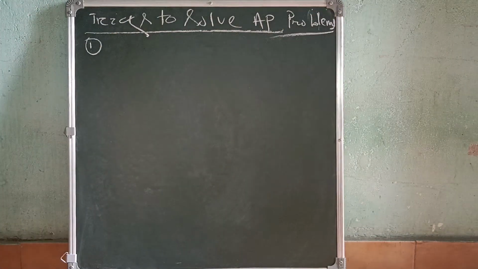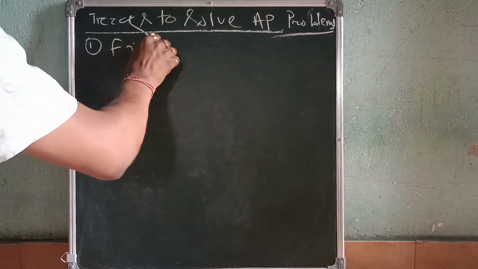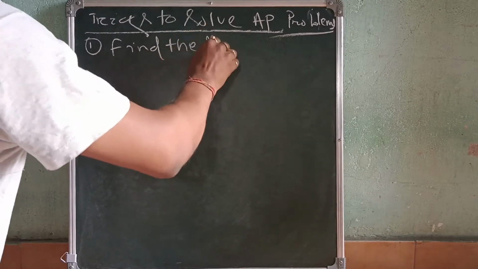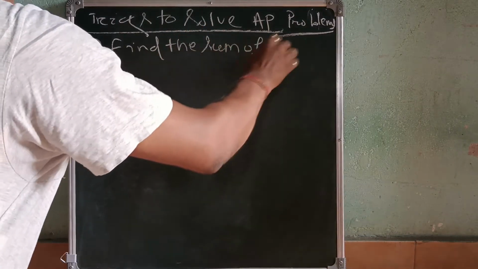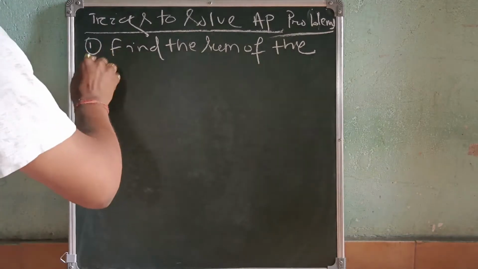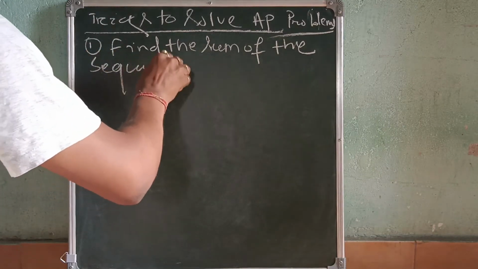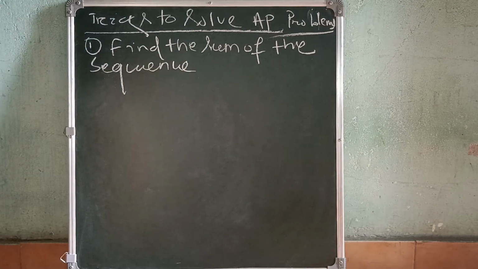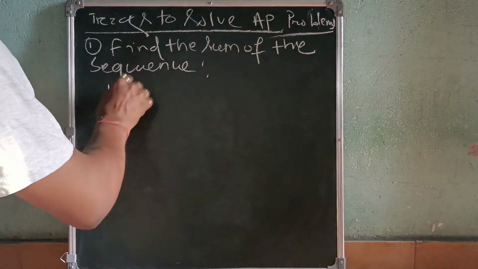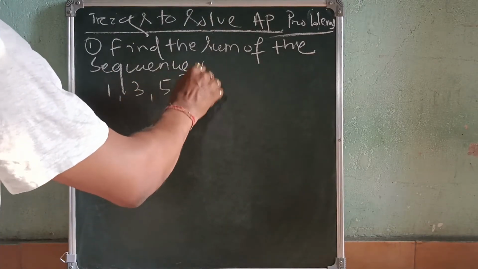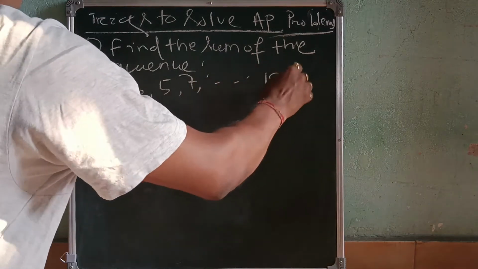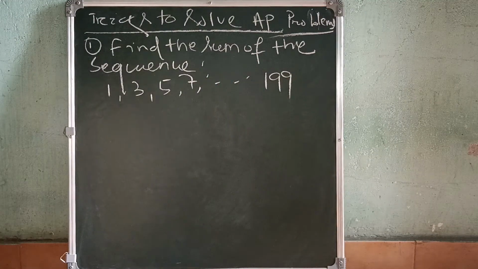Question 1. Find the sum of the sequence. The sequence is 1, 3, 5, 7, in that way up to 199, right? So here you have to find out the sum. Okay, sum in the sense Sn. How do you have to find out the sum?